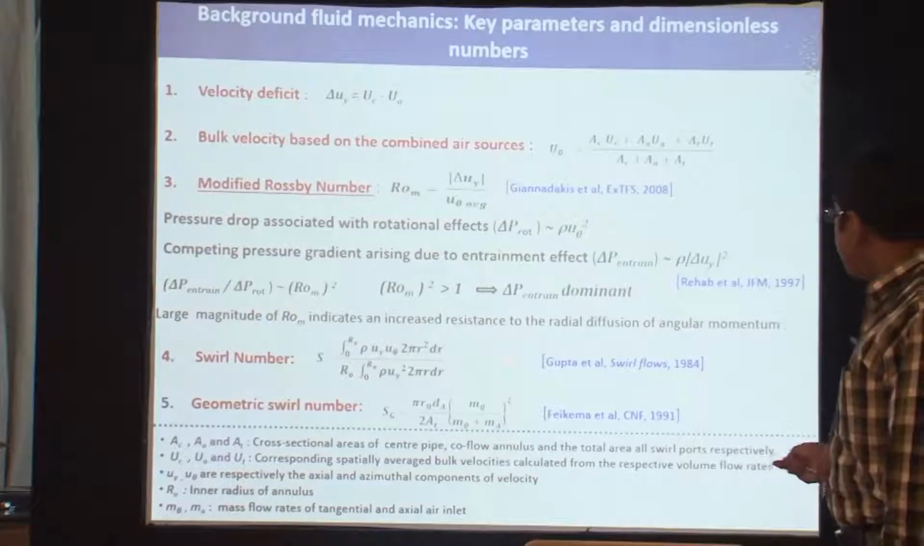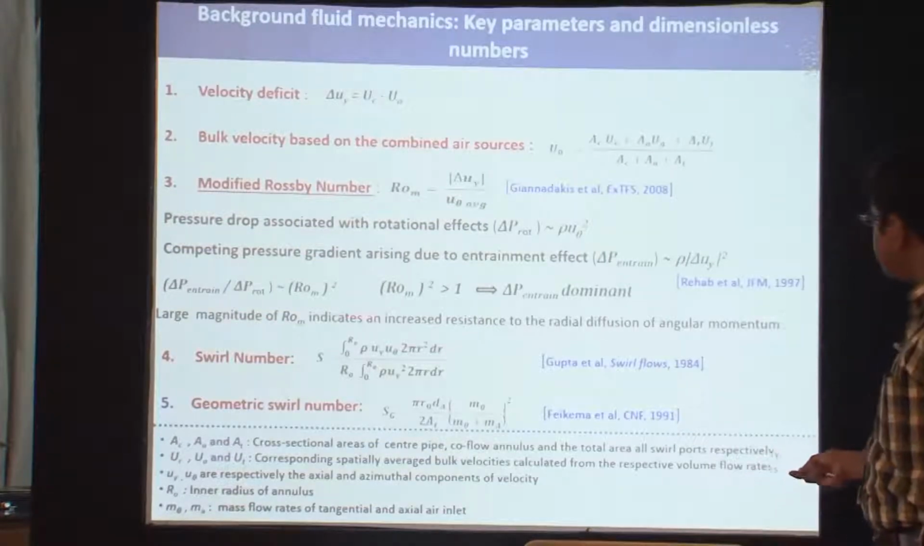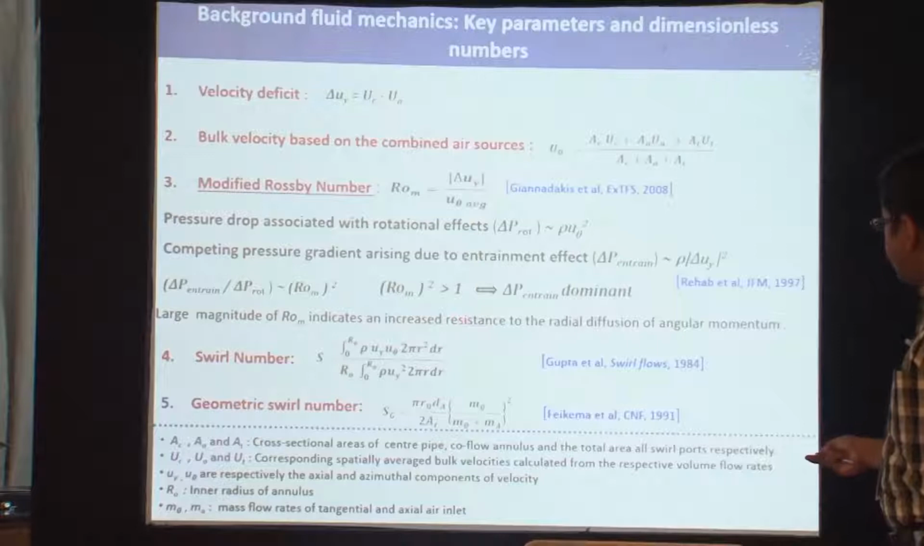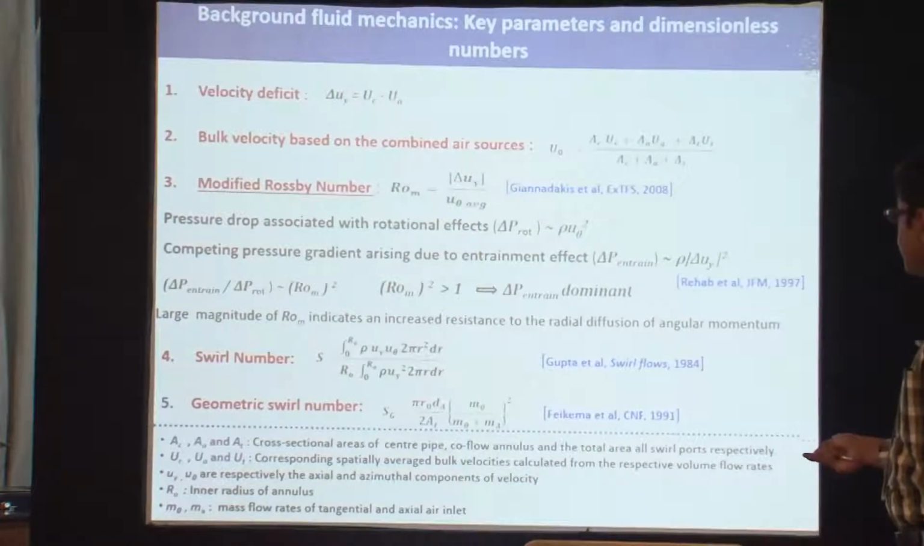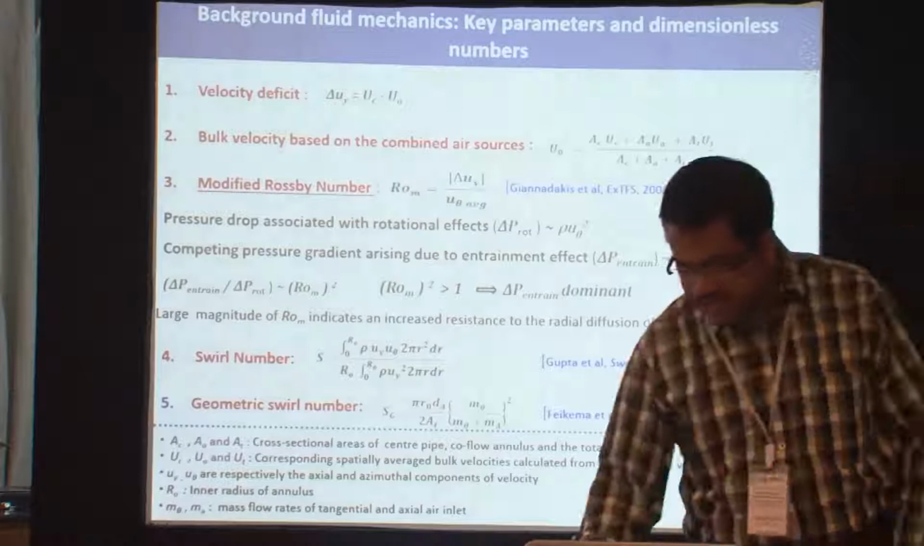So you define what is called the swirl number. There are multiple definitions, but this is the most commonly accepted one. We also define the geometric swirl number. So this is also defined. These two are linked by a factor k, which we will see later.